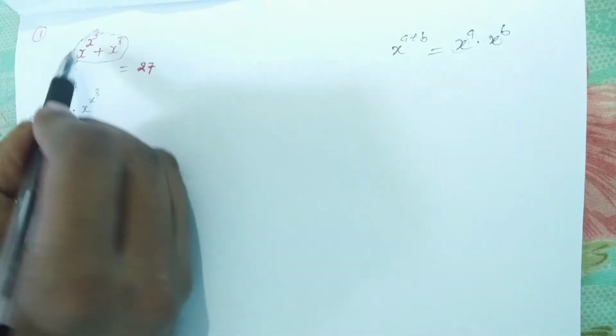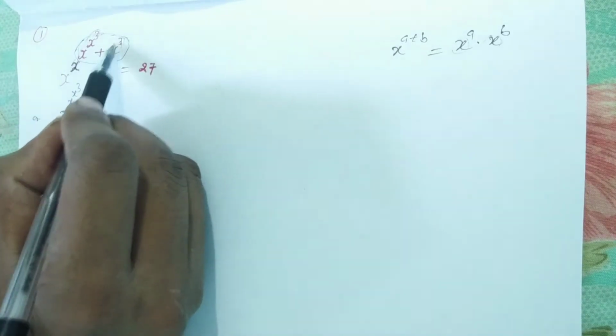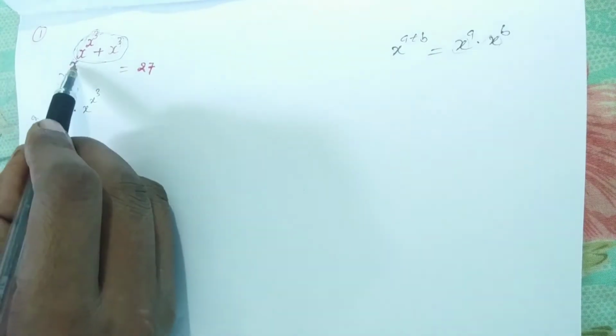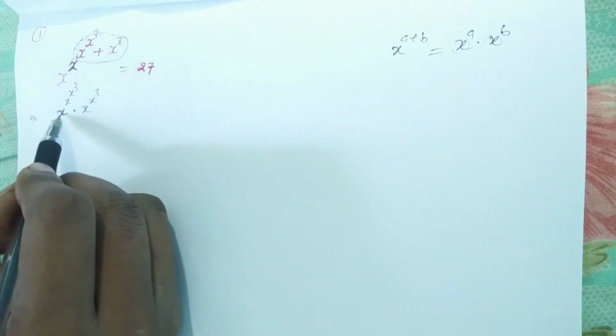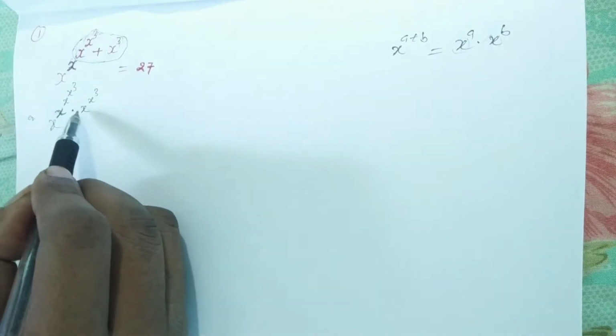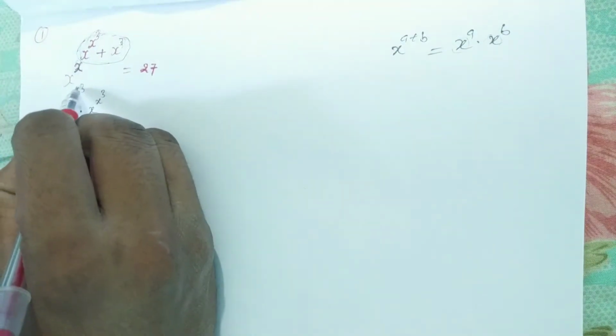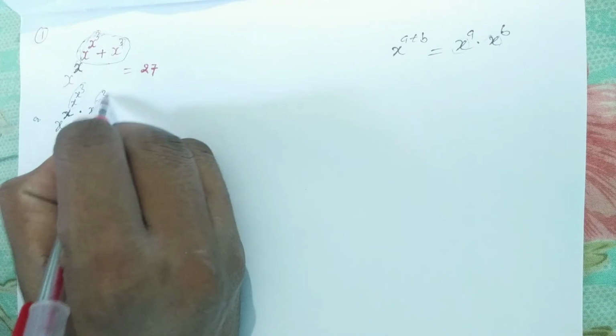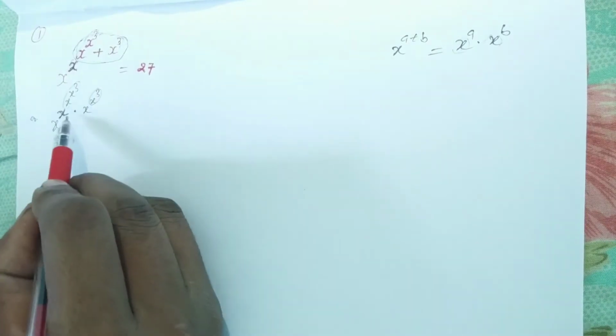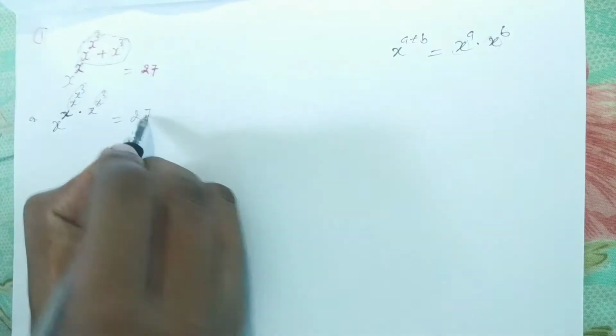See, this x has its raised to power a plus b, so I have written it here as x raised to power a times x raised to power b. I have considered this as a and this one as b. So you can see x raised to power a times x raised to power b is equal to 27.